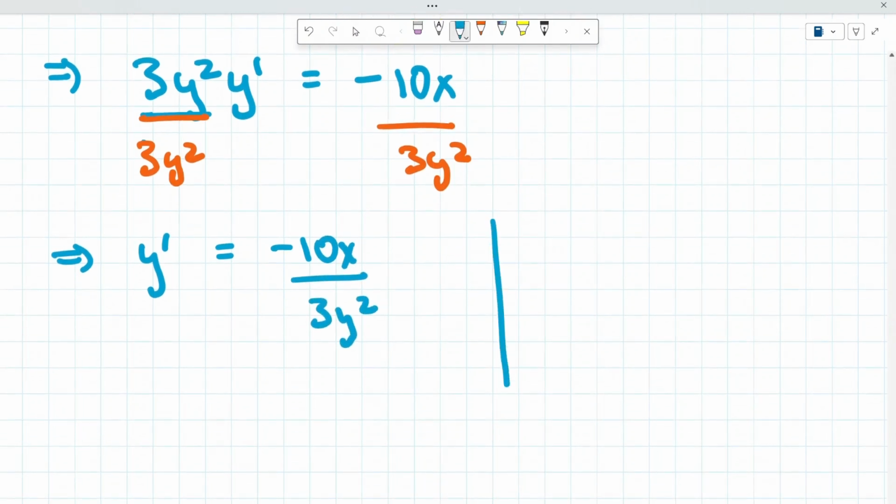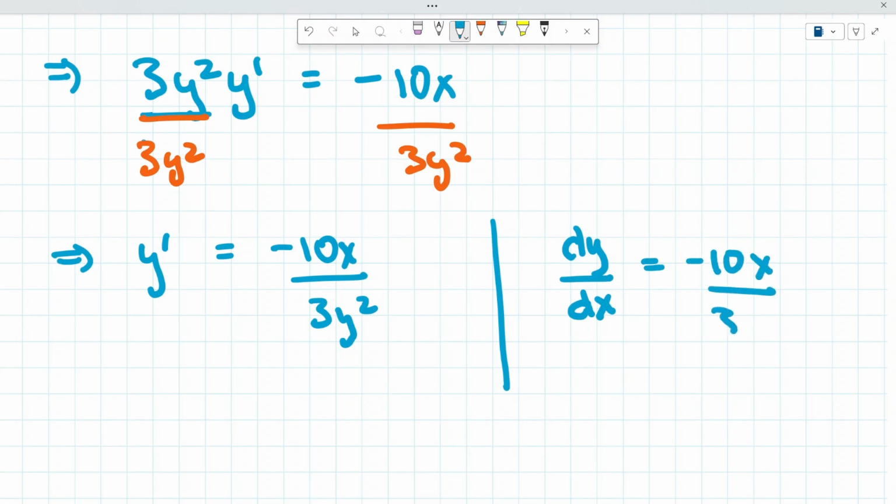And just so you know, there's an alternative notation. You can also write this as dy over dx, which is Leibniz notation, which states that we're taking the derivative of y, our function, with respect to x. And that is simply negative 10x over 3y squared. And that, my friend, is the answer.